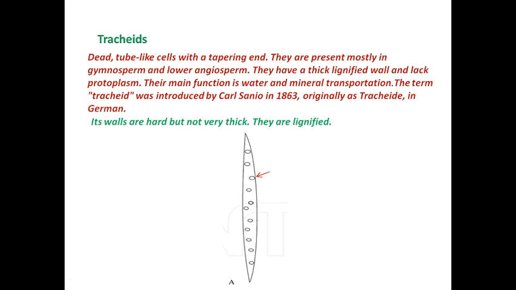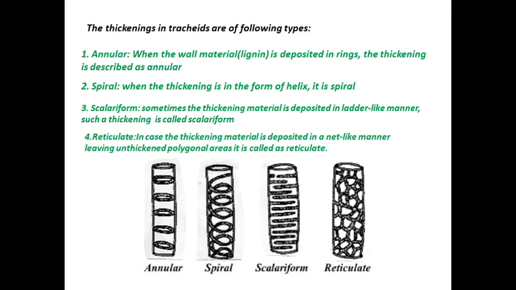Now I already told you they have a thick lignified wall. So depending upon how this lignification is present in a tracheid, the thickenings may be of the following types. Number one is annular. When the wall material, lignin, is deposited in rings. Here you see the wall material is deposited in rings. This type of thickening is called annular thickening. Fine. Number two is spiral. When the thickening is formed as a helix. Here you can see a helix-like structure and it is made up of lignin. So this type of thickening is called spiral.